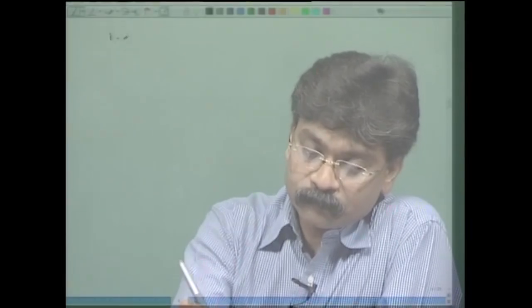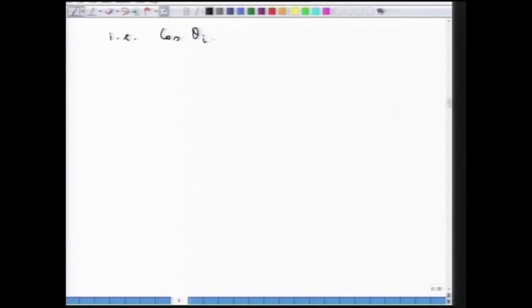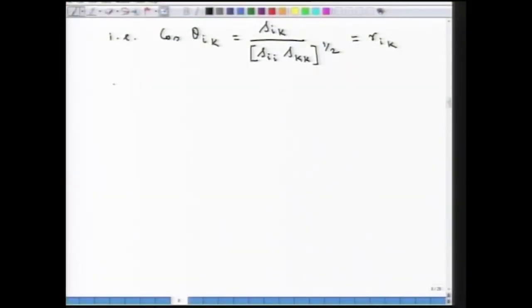That is, the cosine of this angle theta ik is s_ik divided by (s_ii s_kk) whole raised to the power half. And what is that equal to? That is just the sample correlation between the ith and the kth variable. So, this gives us a nice geometric interpretation of the deviation vectors associated with this random sampling, that the cosine of the angle between the two is nothing but the correlation between the two random variables i and k.